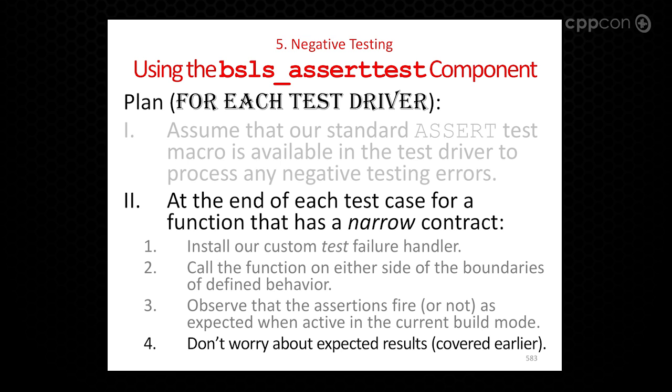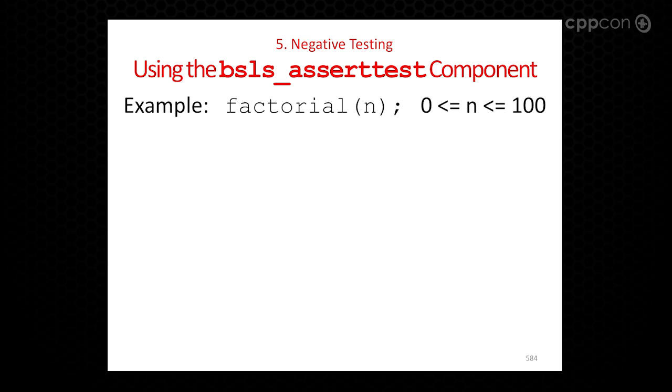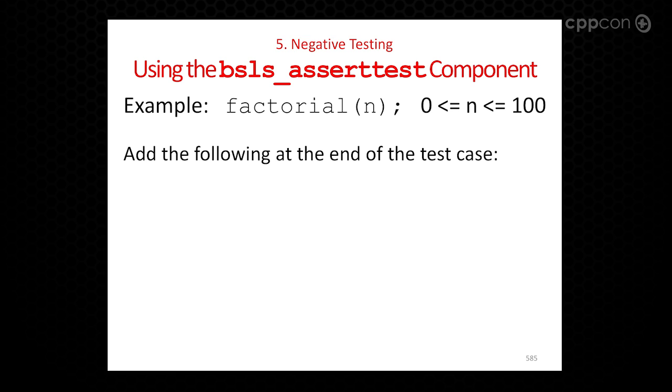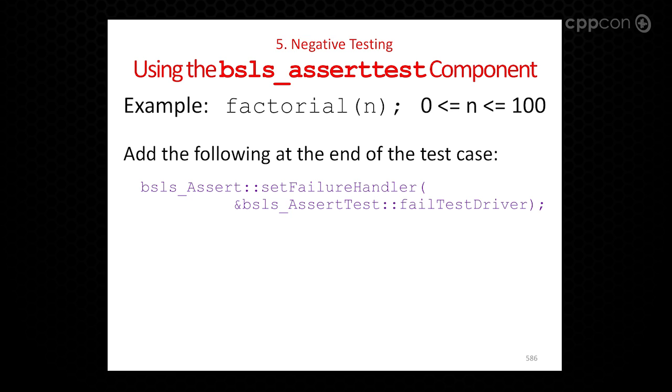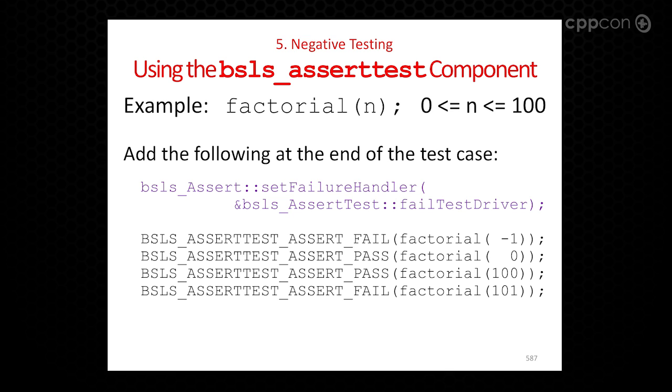And we won't worry about testing the expected results because we already did that. All we want to know is, I call it out of contract, it goes one way. I call it right inside contract, it goes the other way. And that's the idea. So here's our factorial example. We're going to add to the end of the test case, set failure handler, and then we set this failure handler. And it's the assert test, specifically failure handler. And then we have some code that looks like this.